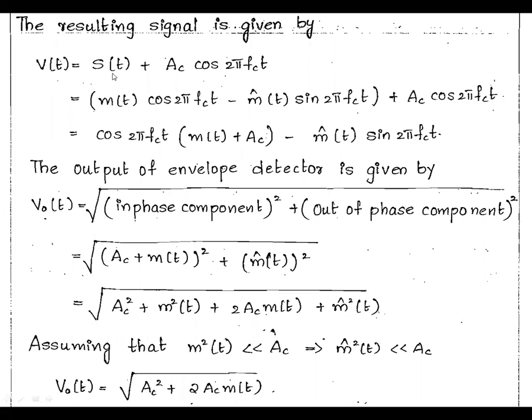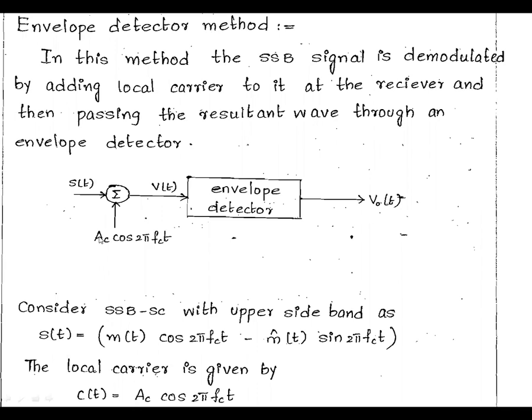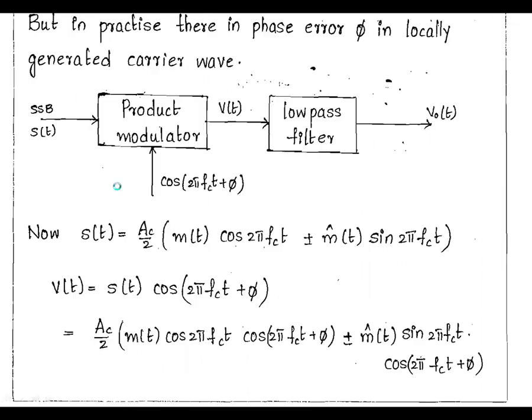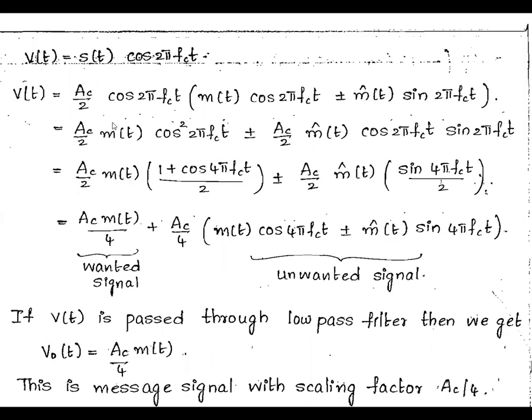What is the difference between envelope detector and coherent detection? In coherent detection there is s(t) into cos 2 pi FC t, that is a product multiplier used. Here it is s(t) plus AC cos 2 pi FC t, where you can mention the amplitude of the carrier also, that is AC. That is the difference. Now we use the adder to add these two signals, whereas in coherent detection there is the product of these two signals.